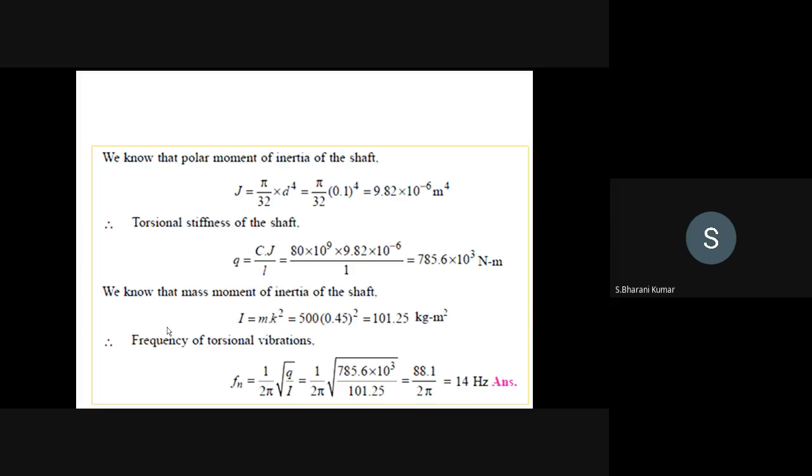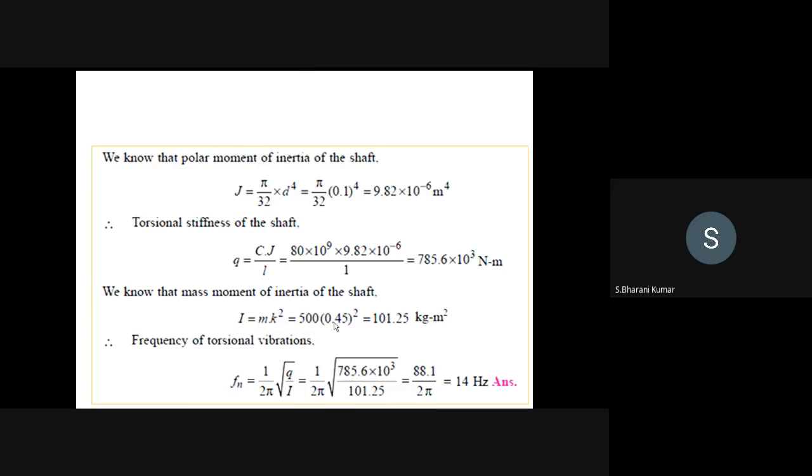C equals 80 into 10 power 9, J is the value we just found, 9.82 into 10 power minus 6, divided by L equals 1 meter. From Q equals C J by L, we get the value 785.6 into 10 power 3 Newton meter. That is Q, the torsional stiffness of the shaft.